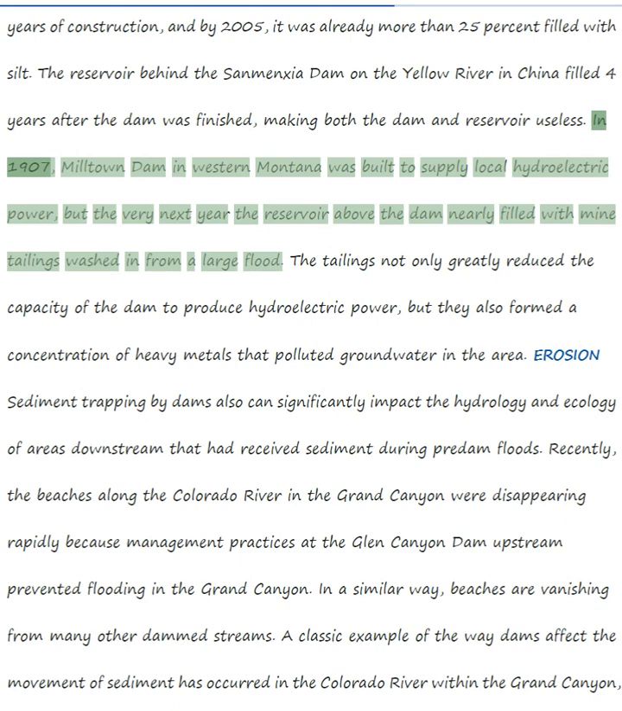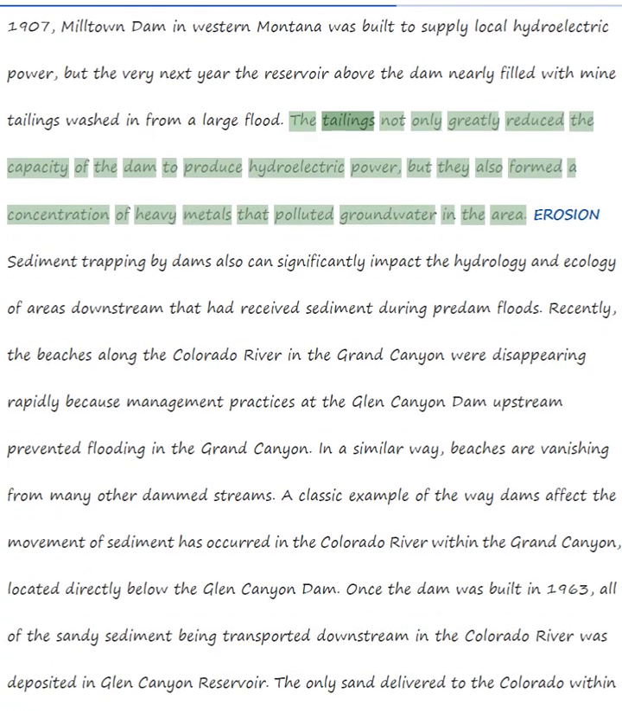In 1907, Milltown Dam in western Montana was built to supply local hydroelectric power, but the very next year the reservoir above the dam nearly filled with mine tailings washed in from a large flood. The tailings not only greatly reduced the capacity of the dam to produce hydroelectric power, but they also formed a concentration of heavy metals that polluted groundwater in the area.